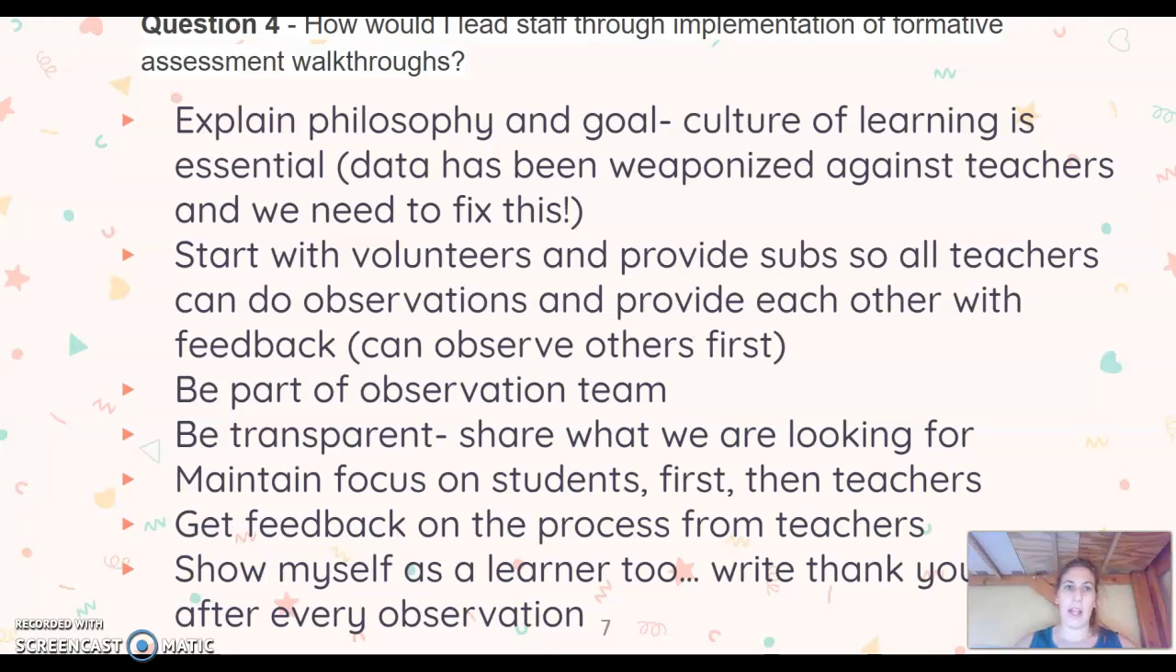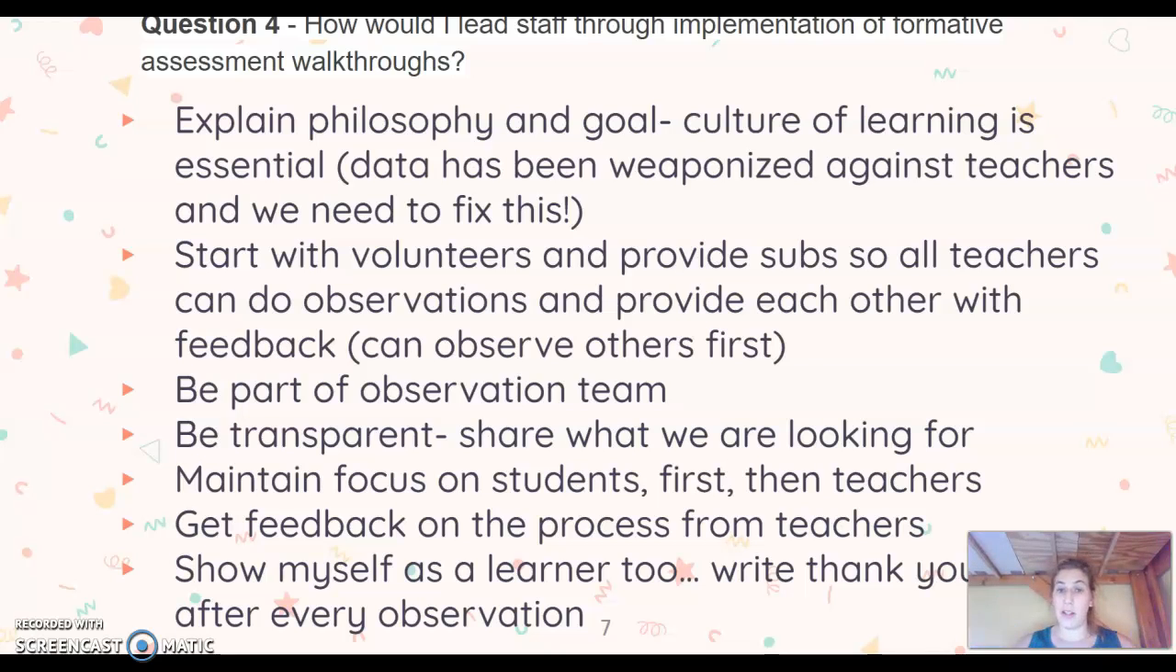That's the piece we were always missing. It wasn't formative. It was being used as a summative assessment of the teacher's quality. So we need to use that data in a formative way to make changes and then check back, reflect. Is it working? Is it not working? And try something new.